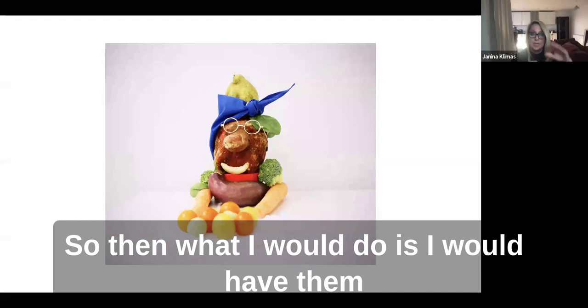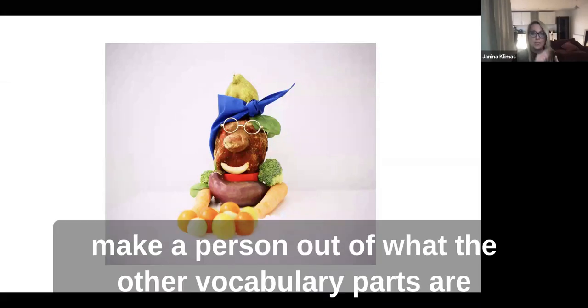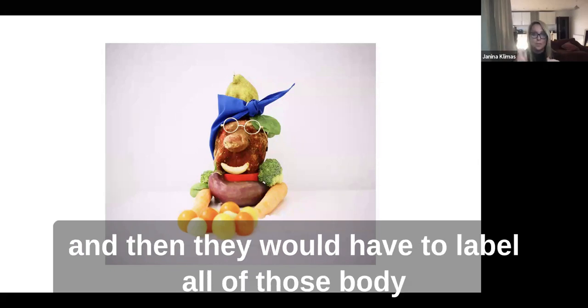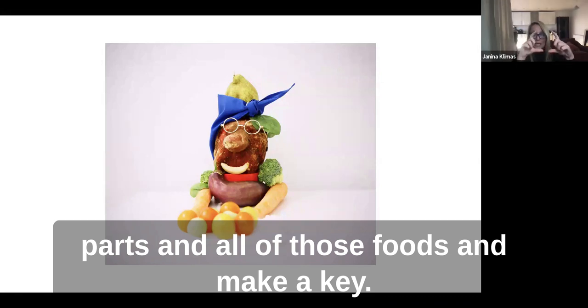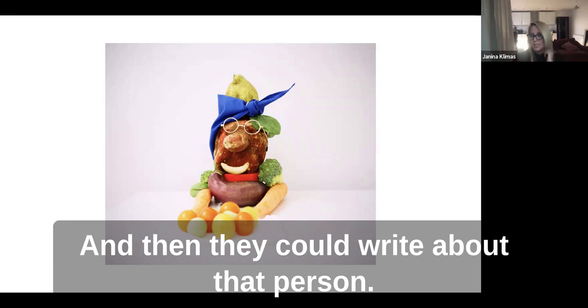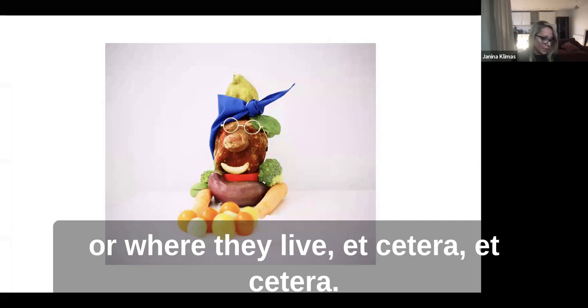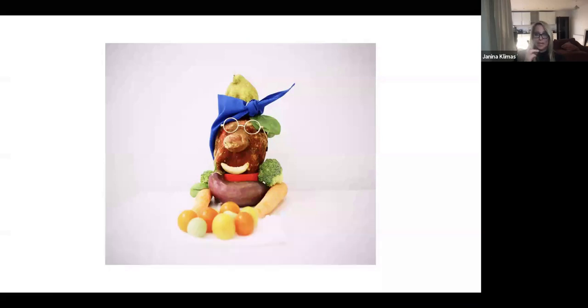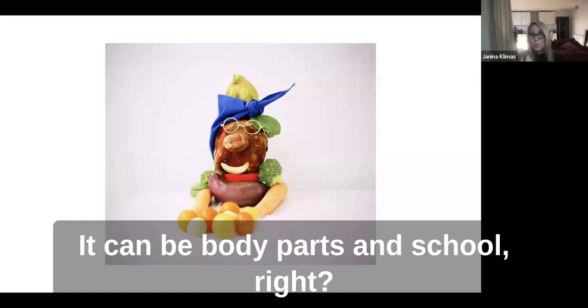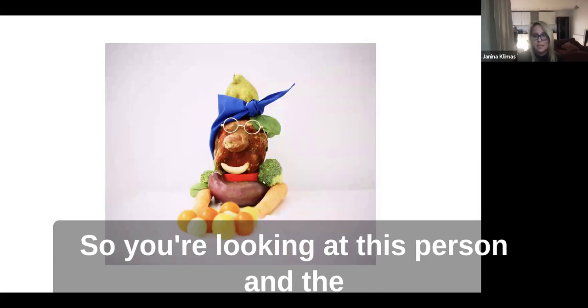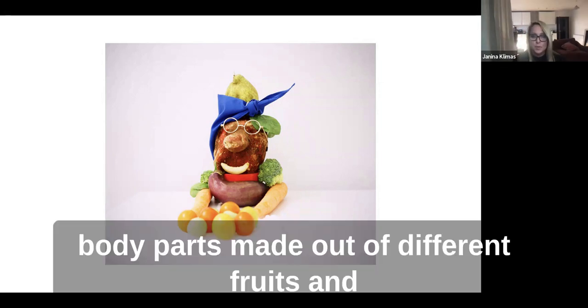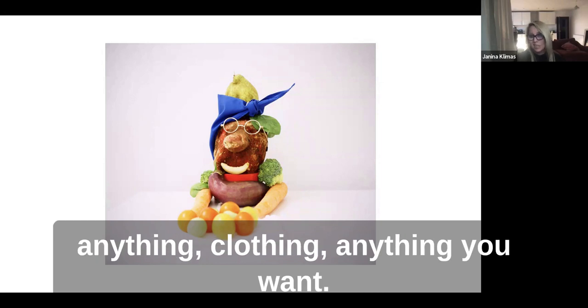So then what I would do is have them make a person out of what the other vocabulary parts are. And then they would have to label all of those body parts and all of those foods and make a key. And then they could write about that person. They might talk about what their names were or where they live, et cetera. And you can do this with any vocabulary. It can be body parts and school, right? So you're looking at this person, the body parts made out of different fruits and vegetables and foods, but it could really be anything, clothing, anything you want.